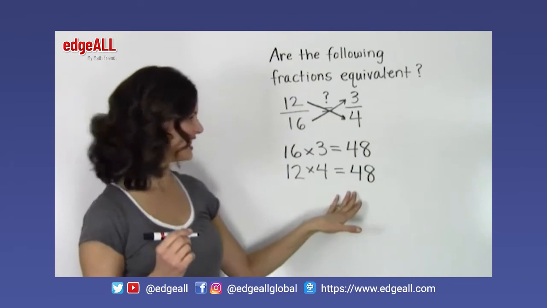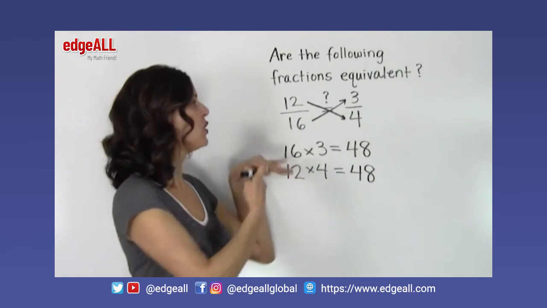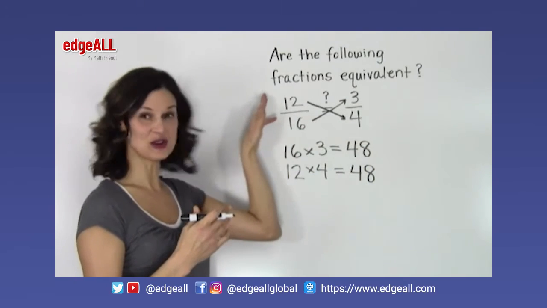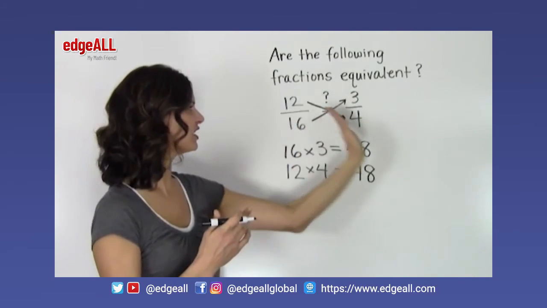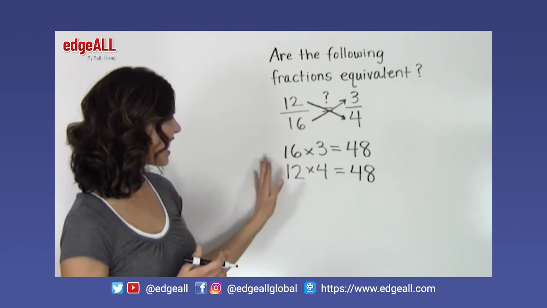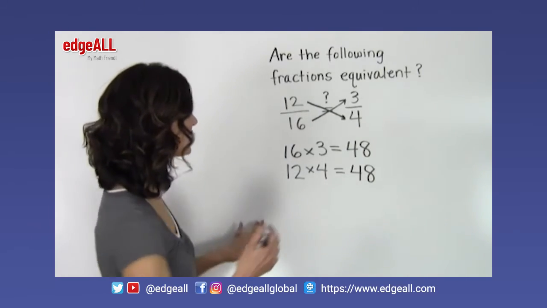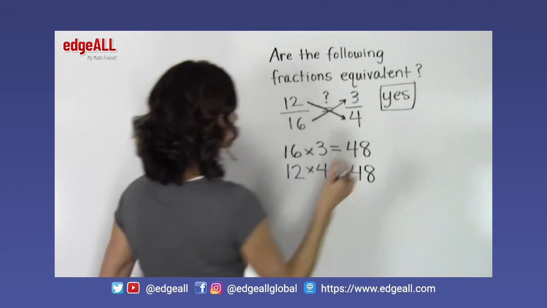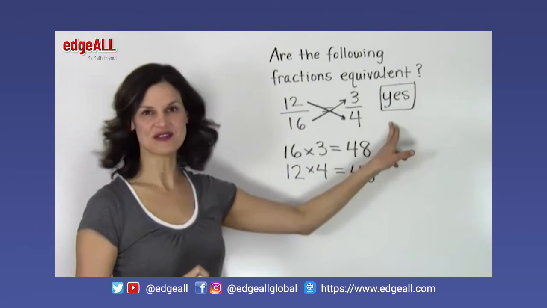So you want to make sure in this that you have multiplied the denominator from the first fraction with the numerator of the second, and then switch places, the numerator of the first fraction with the denominator of the second. You need to make sure that you're crossing when you multiply these numbers. And sure enough, we have 16 times 3 equals 48, and 12 times 4 equals 48. So yes, in this case, these two fractions, 12/16 and 3/4, are equivalent fractions.